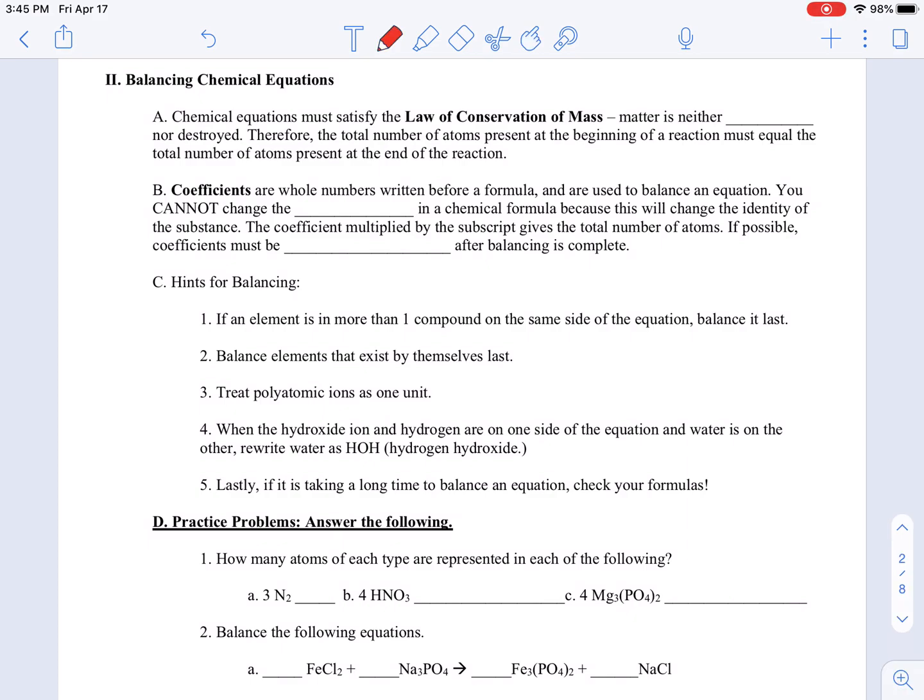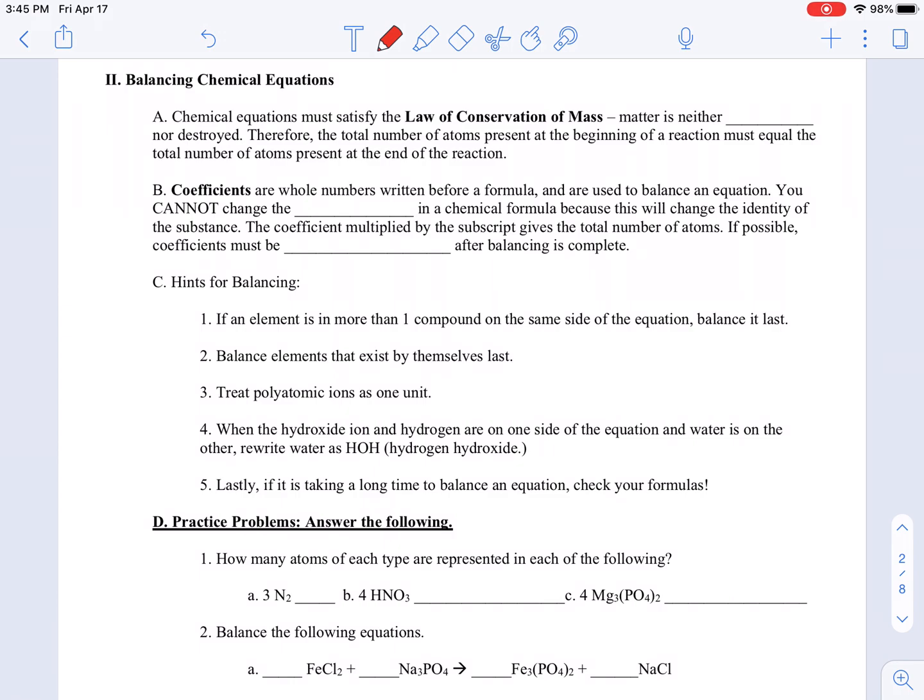And balancing is a way that we can satisfy something called the law of conservation of mass, which states that mass or matter is neither created nor destroyed. So we can't make new matter. What we can do is rearrange it in different ways. So for instance, we can't just make new sodium atoms, we can bond them with different sorts of things.